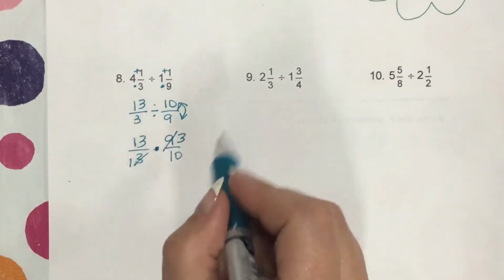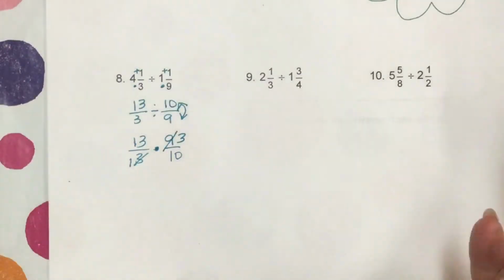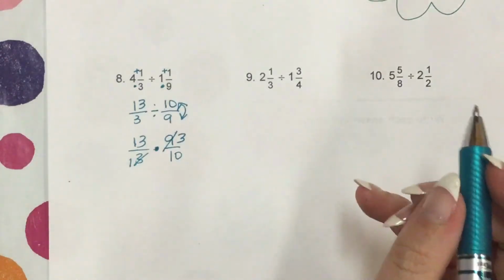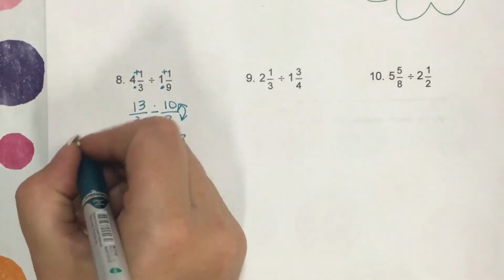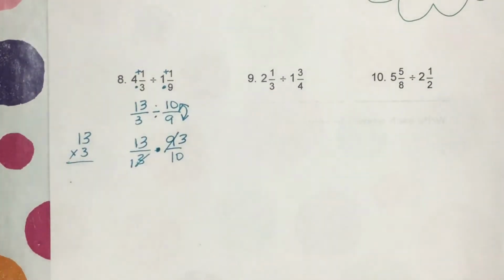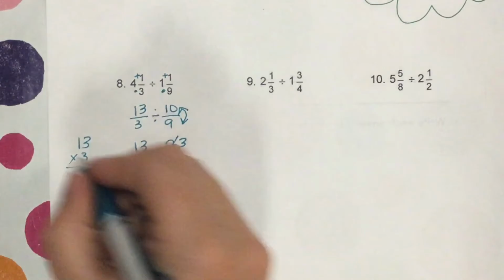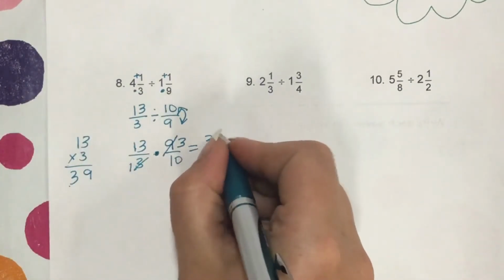Perfect. So now we have cross-canceled. It is time to multiply across. So let's do it. 13 times 3. Oh, okay. I'm going to take that off to the side. 13 times 3 and do that really quick. 3 times 3 is 9. 3 times 1 is 3. So 13 times 3 is 39.